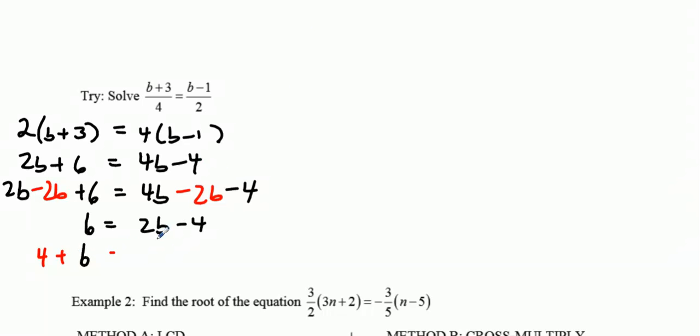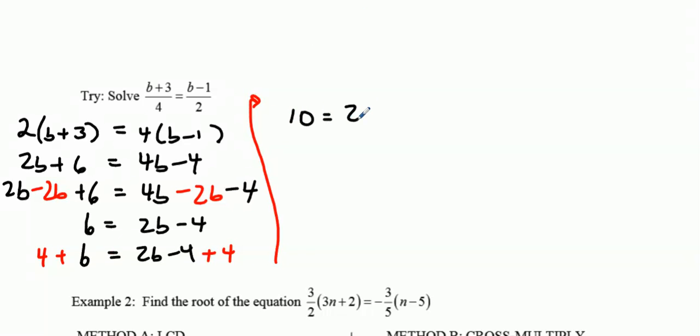And this is going to be 2b minus 4 plus 4. All right, whoopsie, plus 4. So when I clean that up, I end up with 10. That looks like a b, but it's a 10. Or it's a 6, sorry. So this is 10 equals 2b and dividing both sides through by 2 gives me b equals 5. Oops. All right, b equals 5. Let's try it another way and see if I get the same answer.